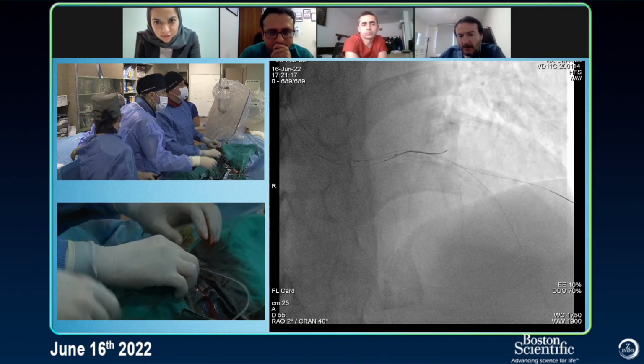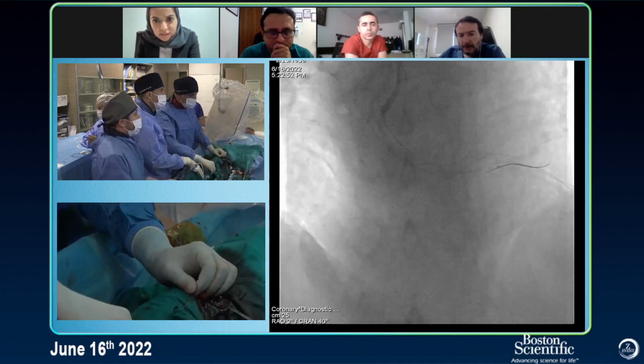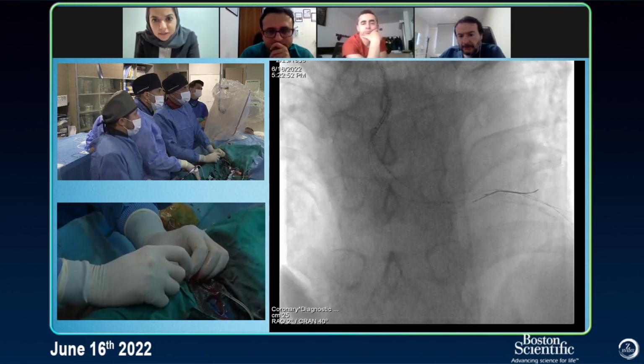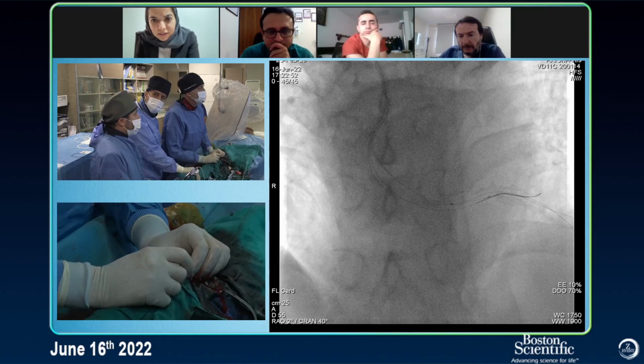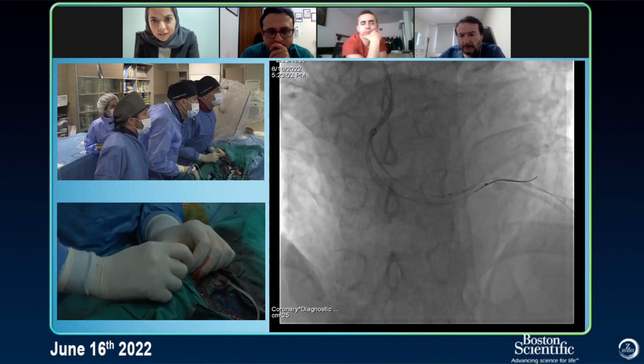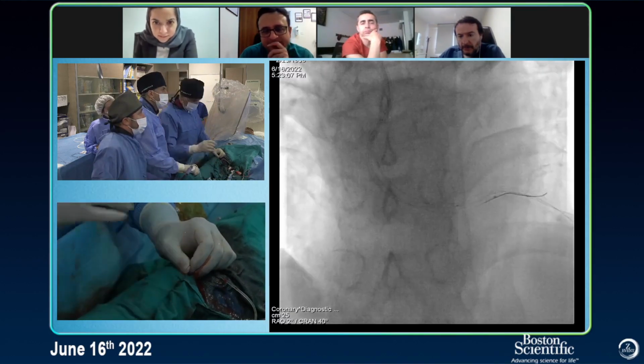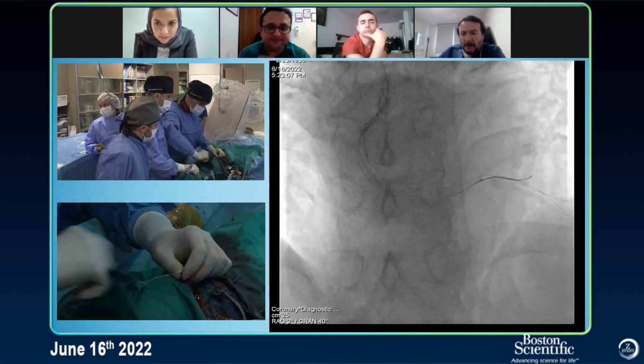Back into the guide now? Sorry, no, it's not. Let's see if the stent is okay. Yes, the stent is in position. It's okay. Let's see. Are you sure? Okay, let's see. Still on the balloon, at least.